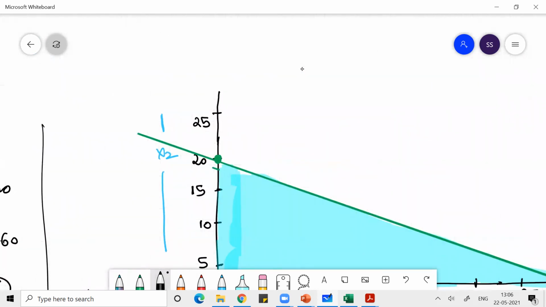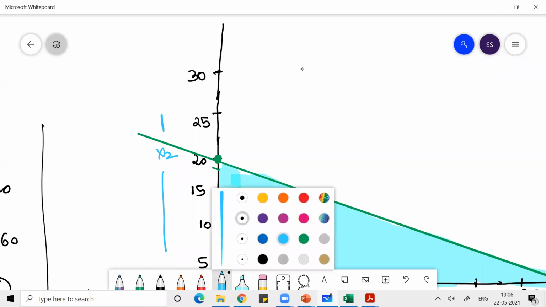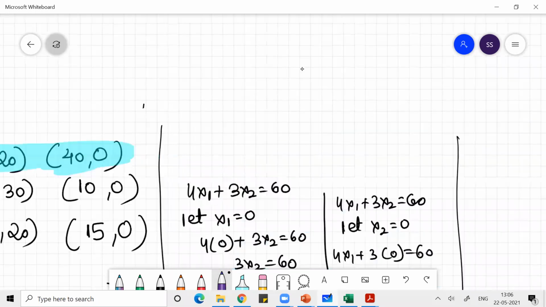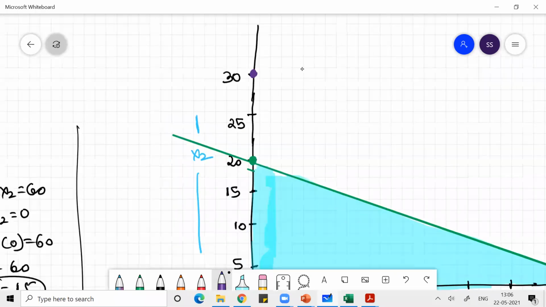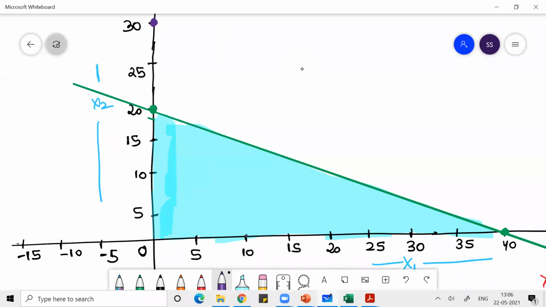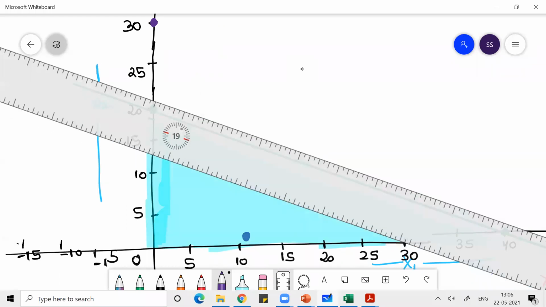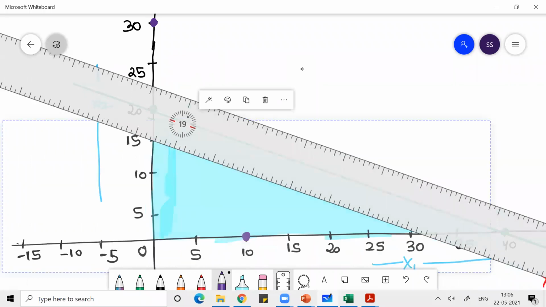The coordinates are (0, 30), okay, and then (10, 0). Can you understand this? (0, 30) and then (10, 0). Okay, next equation, these are the coordinates. Now again, I'll draw the line on this equation.